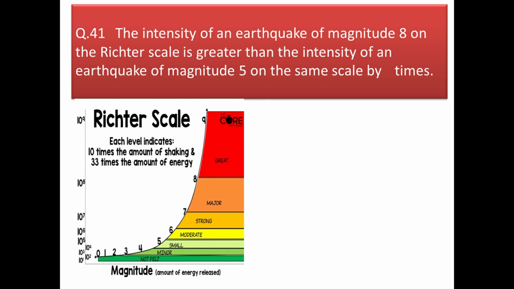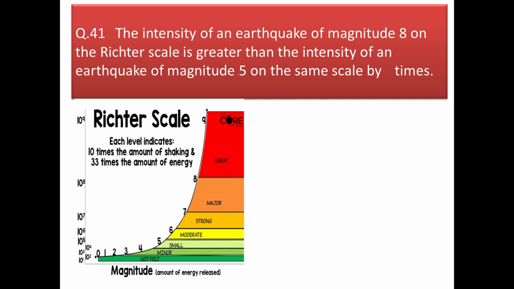The first question is: the intensity of an earthquake of magnitude 8 on the Richter scale is greater than the intensity of an earthquake of magnitude 5 on the same scale by dash times. Now see, there are two earthquakes. One is of magnitude 8 and the second one is of magnitude 5 on the Richter scale. Now we are asked what is the difference in the intensity of the two earthquakes.